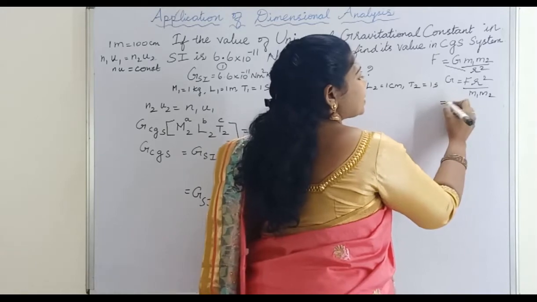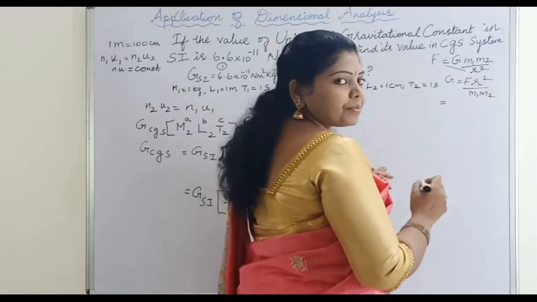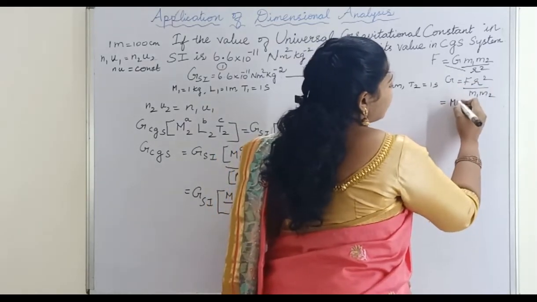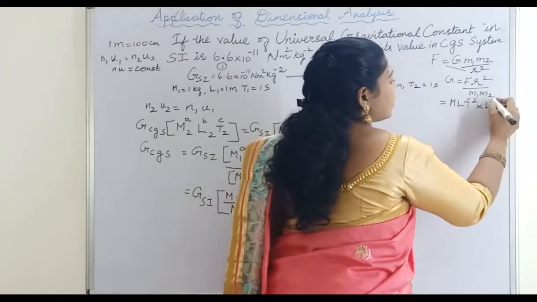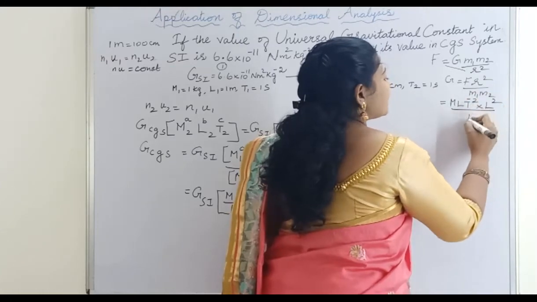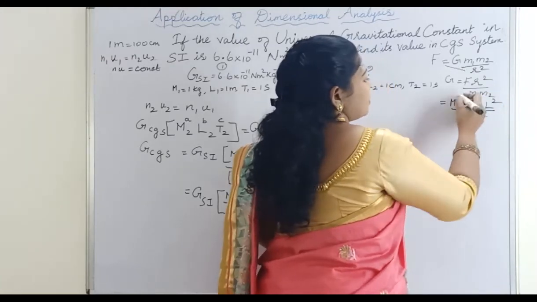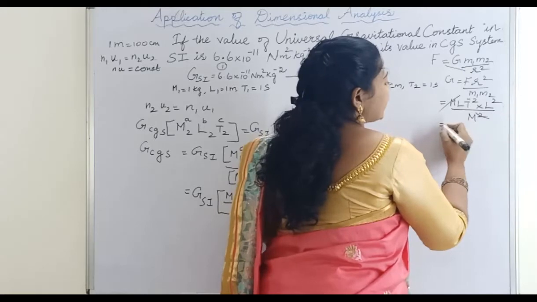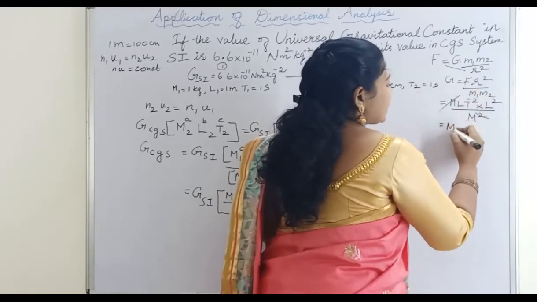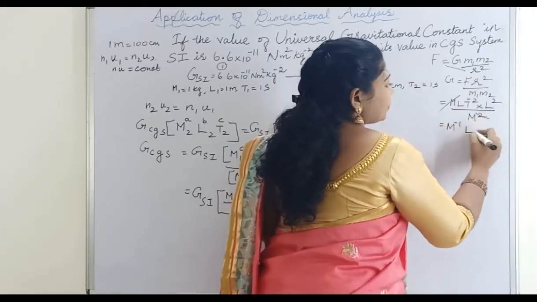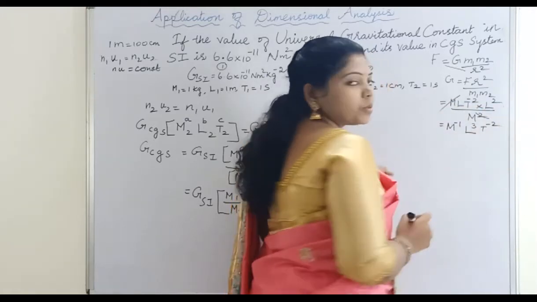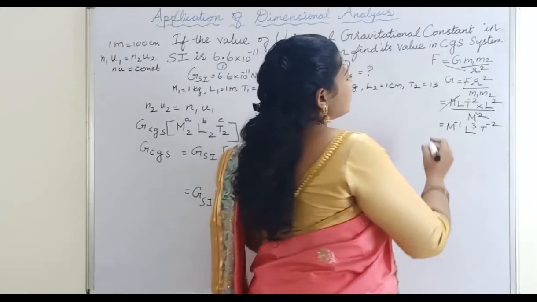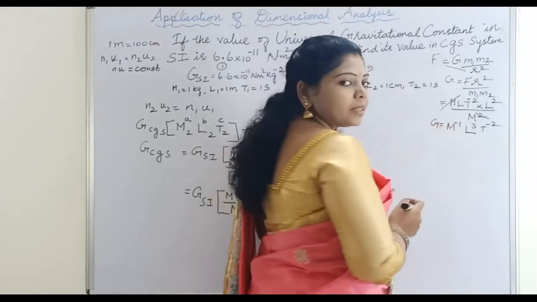So apply the dimensions. What is the dimensional formula for F? M L T power minus 2, into L square, by, for mass it is M square. So one M gets cancelled, and this M goes down, so it is M power minus 1. L into L square, it is L cube. T power minus 2. Okay. So this is the dimensional formula for G.